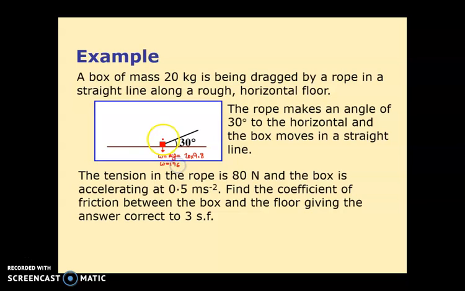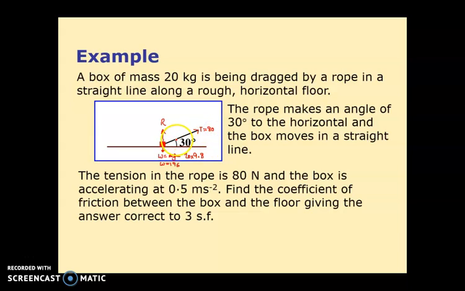Now it's tempting to think therefore the R value is equal to 196, but it probably isn't, because I haven't read it yet. The rope makes an angle of 30. Oh, it's being dragged along this floor, so it must have a tension here, and the tension in the rope is 80 newtons. T equals 80.